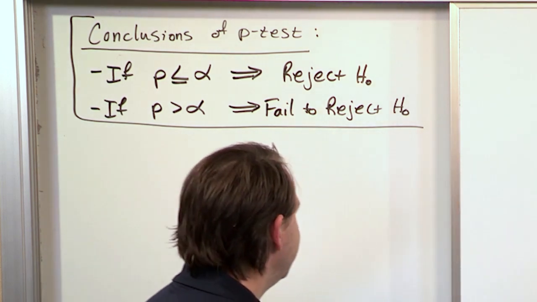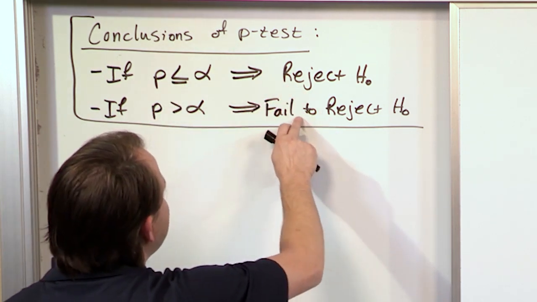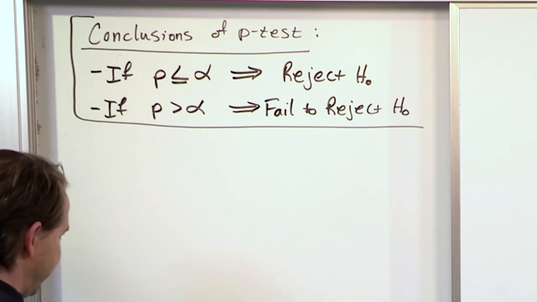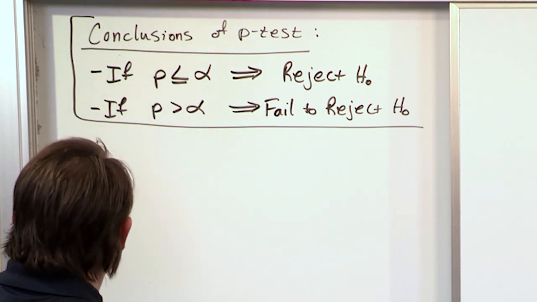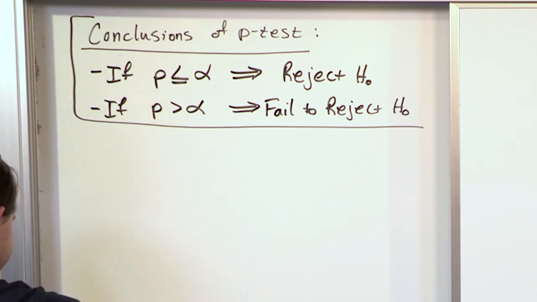Now I want to prove that to you. I want to prove that these criteria here leading to rejection or failing to reject are exactly the same as what we have been doing before. So in order to show you that, I need to go through a couple of scenarios.